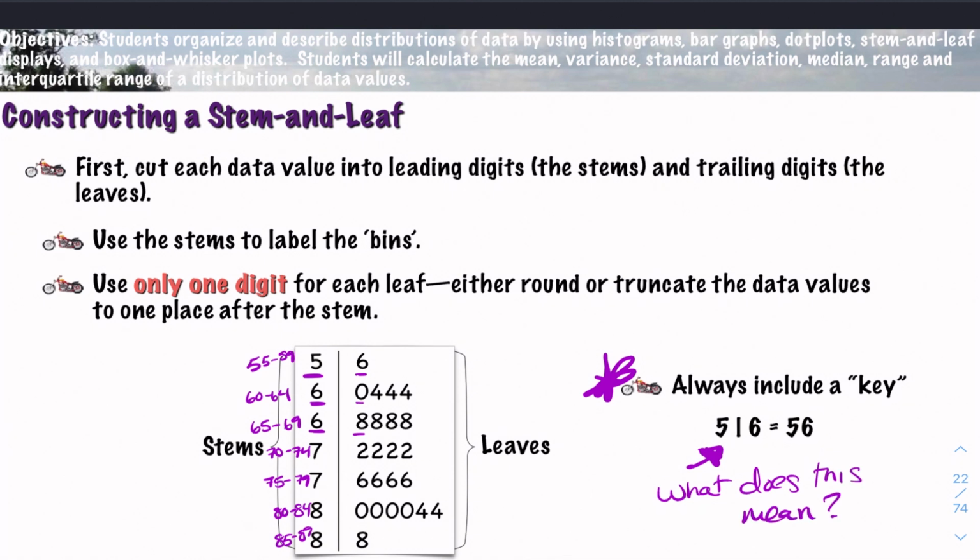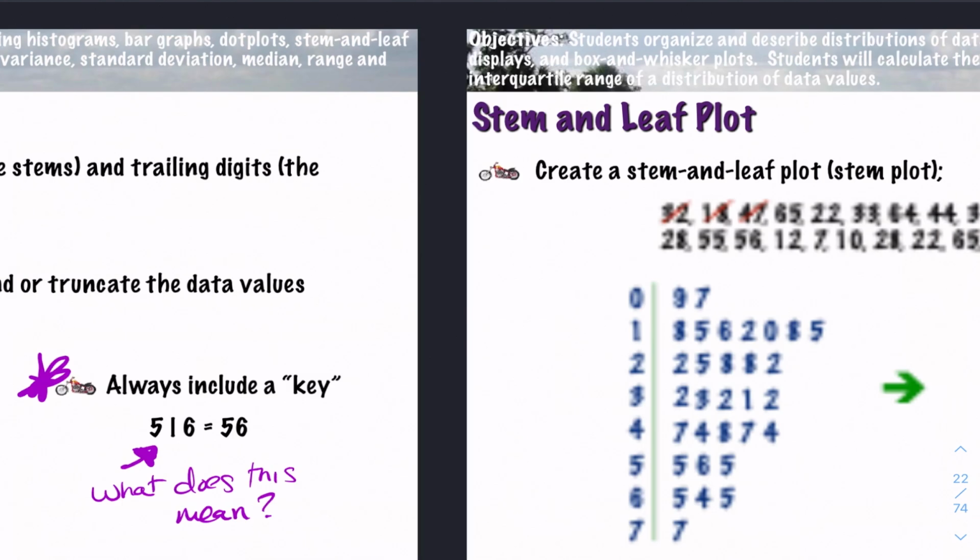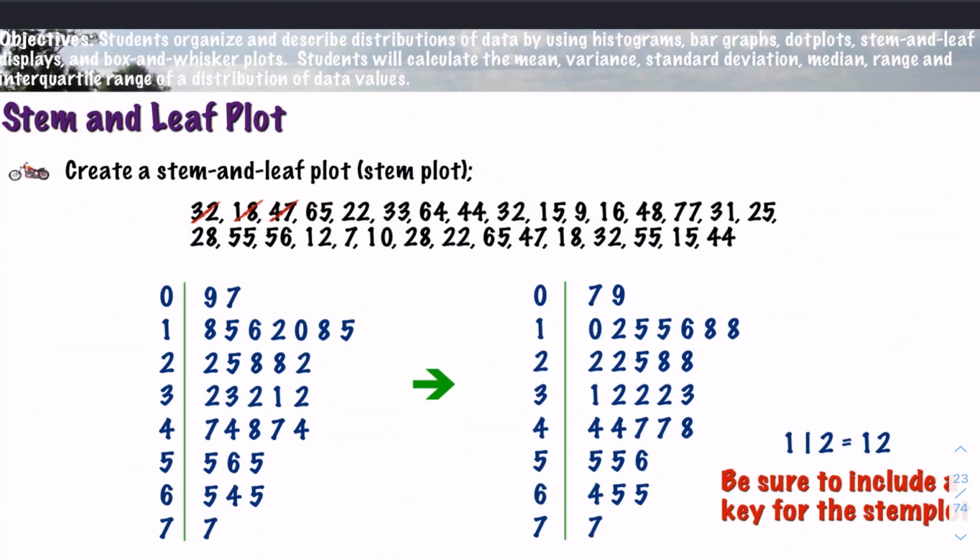There are too many smart people that take this class, go onto the AP test, are asked to create a stem and leaf plot, create it beautifully, and forget a key. They automatically lose a point and they cannot get full credit. So when you're creating a stem and leaf plot, first, we want to take all of our values and write them down.